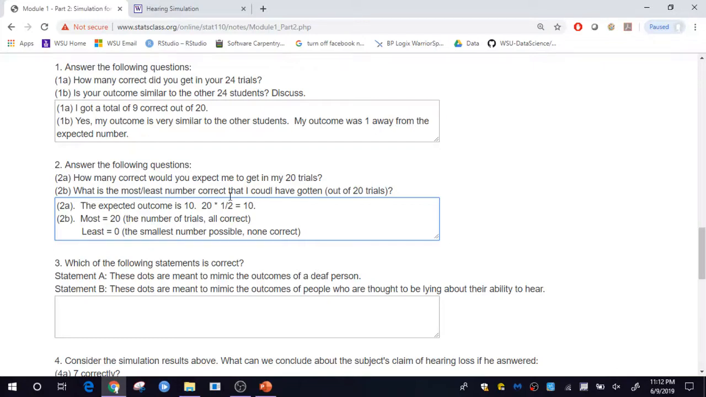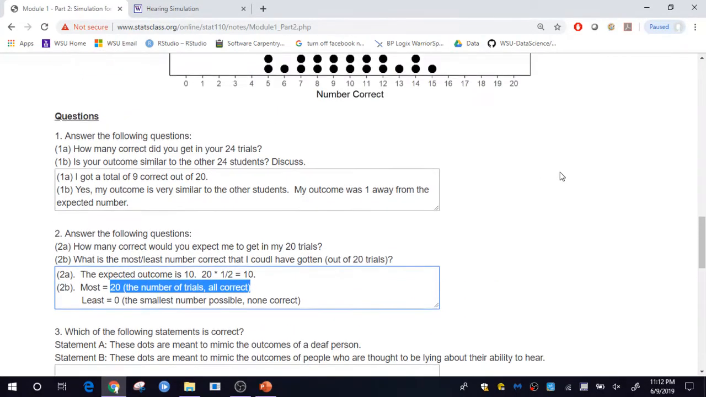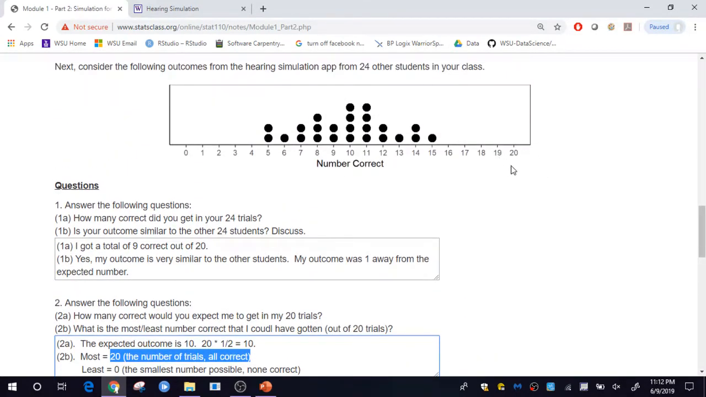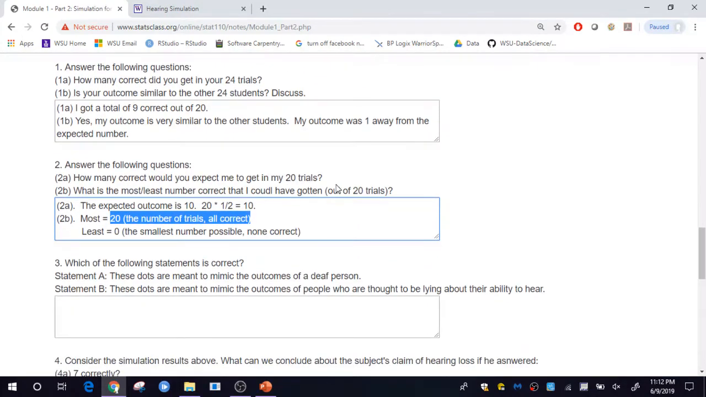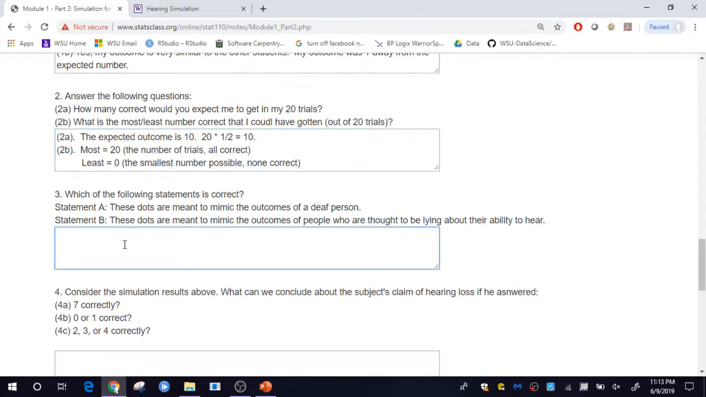So if a hearing person took this test, I would expect them to be on the high end of that number line. If a person could indeed hear, they're going to be up here on the high end. If they're in the middle, that means they cannot hear. That's deaf people. And if they're down here on the other end, that's going to indicate that they were lying.